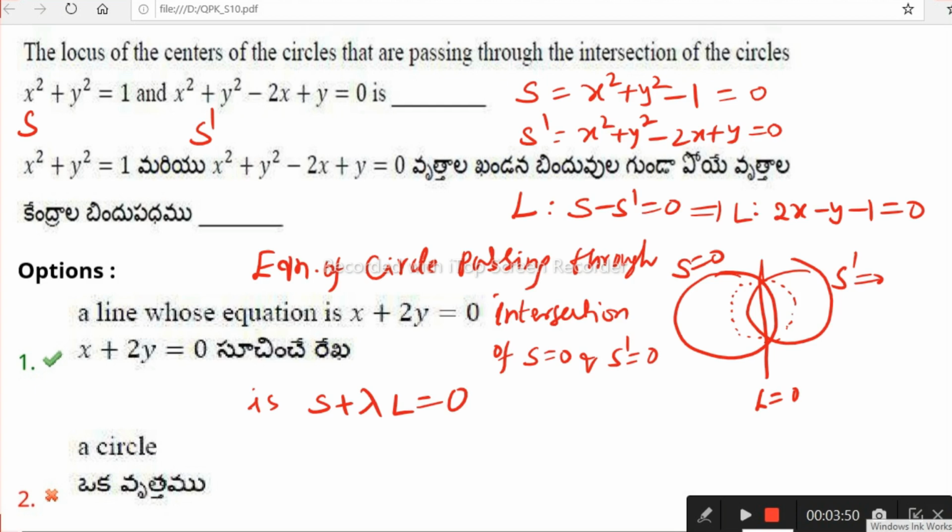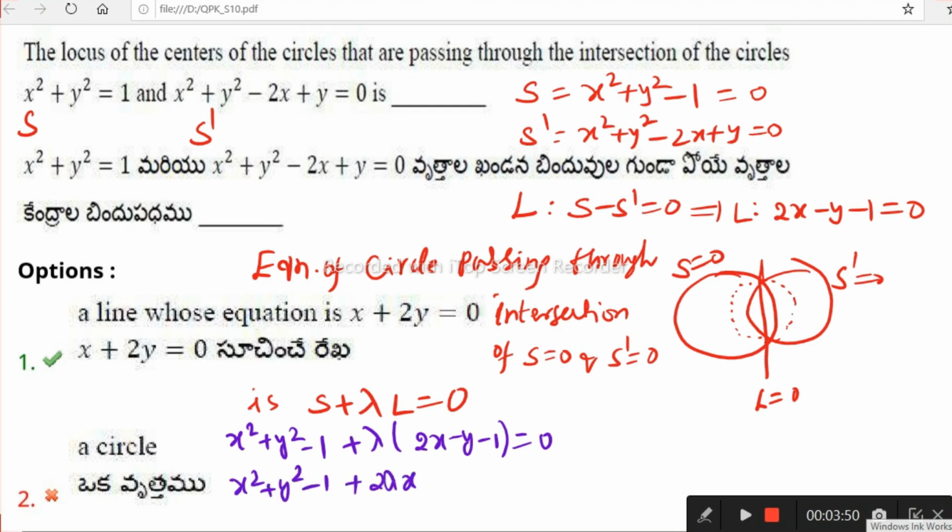Substitute S and L. S is x square plus y square minus 1, plus lambda times L, which is 2x minus y minus 1, is equal to 0. Okay? We know this represents a circle. Let us find its center. Expand it: x square plus y square minus 1 plus 2 lambda x minus lambda y minus lambda is equal to 0. Again, I am writing this as x square plus y square plus 2 lambda x minus lambda y minus 1 minus lambda is equal to 0.